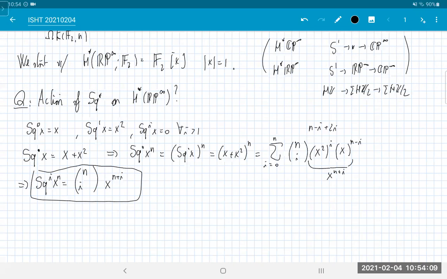And if you really feel fancy, you can actually verify in this case that the Adem relations are indeed satisfied. It will give you an interesting relation on binomial coefficients, for which you can find a combinatorial interpretation if you feel very clever. I'll leave it as an exercise if you want to do it.